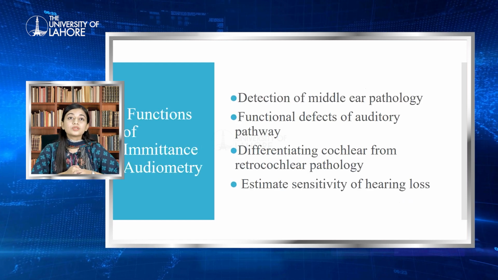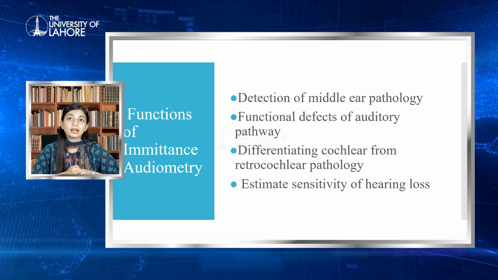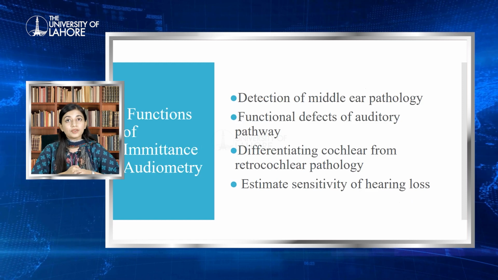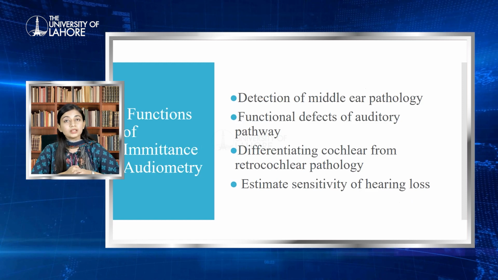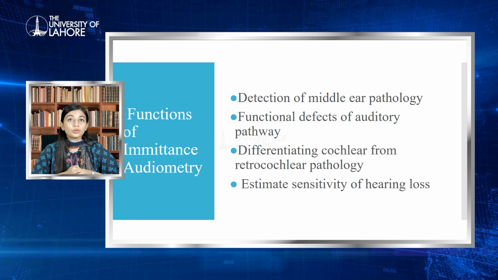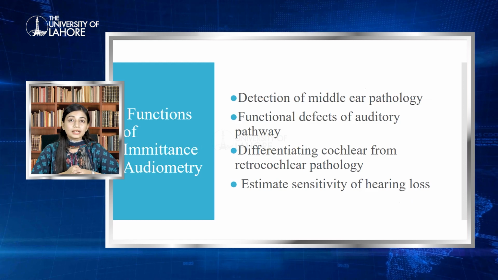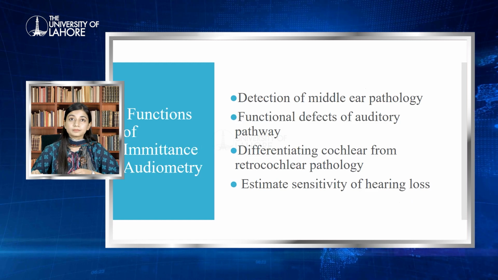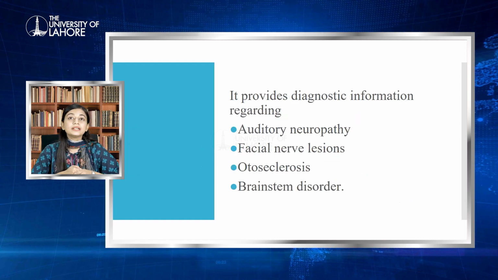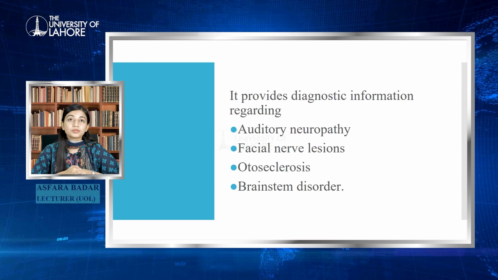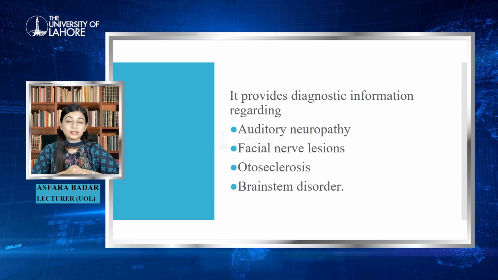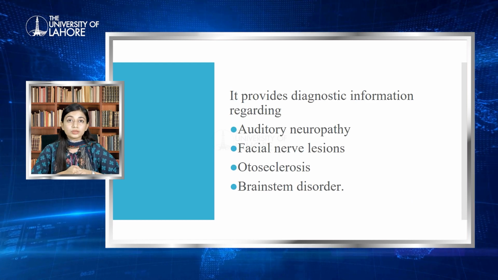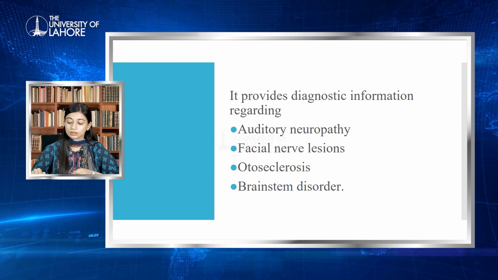Some of the functions of immittance audiometry are the detection of middle ear pathology and functional defects of the auditory pathway. It can differentiate cochlear from retrocochlear pathology and estimate the sensitivity of the hearing loss. Also, it can provide diagnostic information regarding auditory neuropathy, facial nerve lesions, otosclerosis, and brainstem disorders.